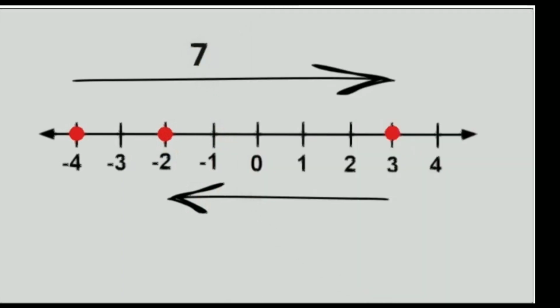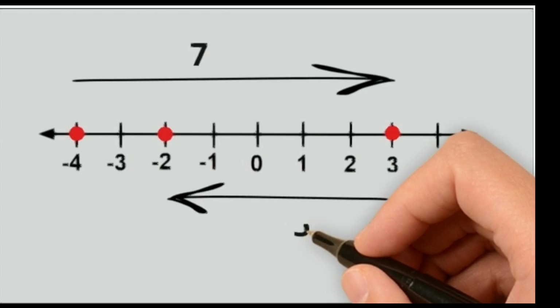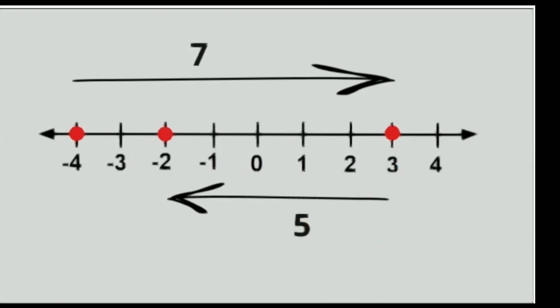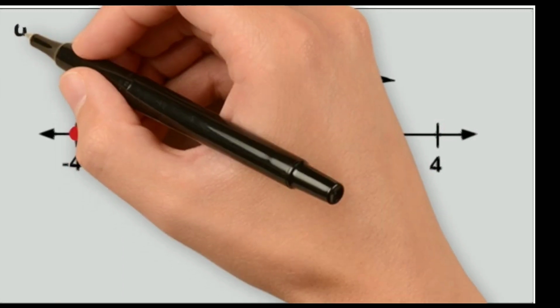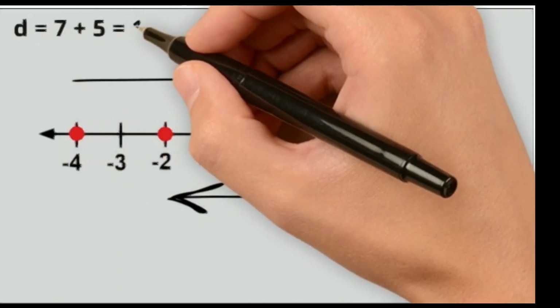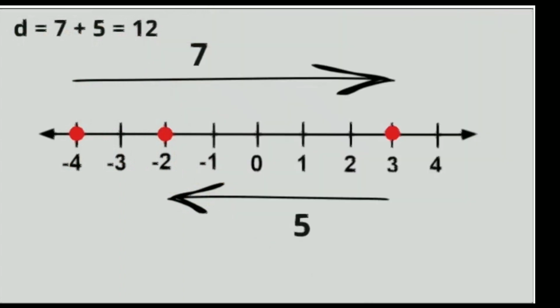So let's calculate the distance. First we traveled from -4 to 3, that's 7 units to the right, and then we travel from 3 to -2, that's 5 units to the left. To find the distance you simply add those values, so we traveled a total of 12 units. Now to find the displacement, there's two ways we can do that.